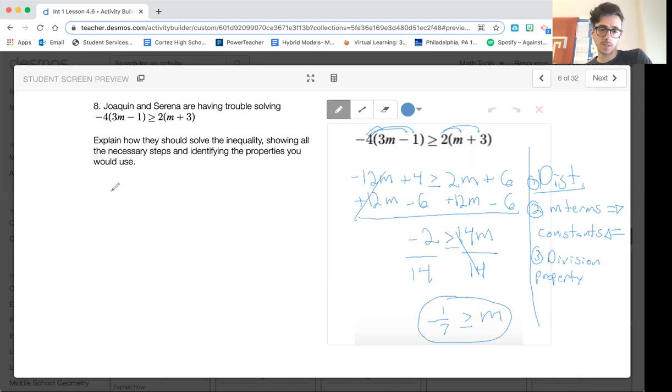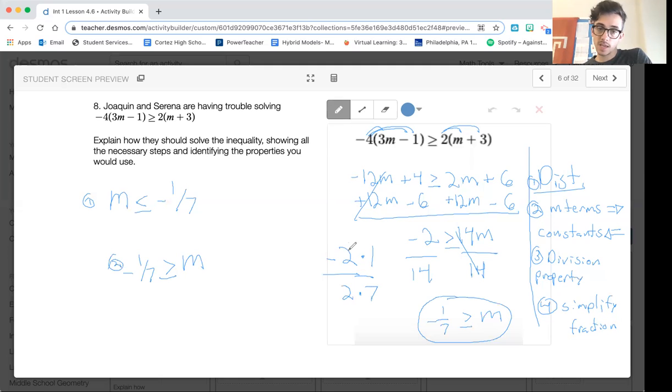So your answer could look like this or this. Either one works. Got two options there. And then what I did down here was just simplify the fraction if you're so curious. And of course, I'm noticing that 2 is a common factor for the top and the bottom. So if I cancel the 2's, retain the negative sign, -1/7. There you go.